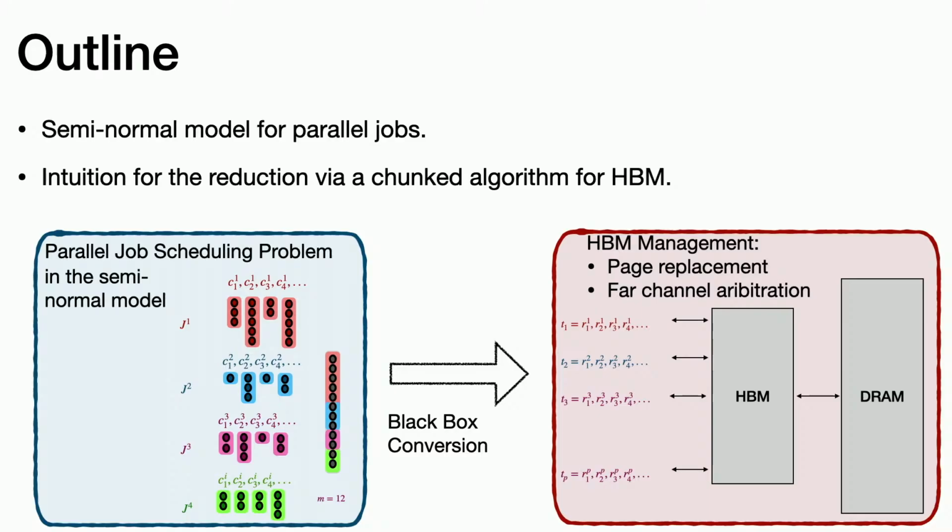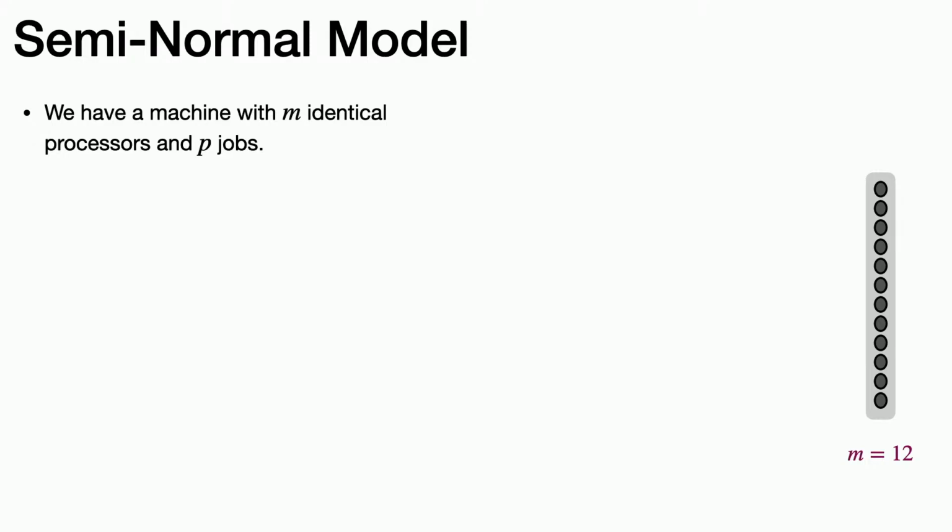So now I think I've said like 90% of what I wanted to say. So now I'm just going to do some technical stuff. So feel free to ask me questions anytime, and I'll just give a high level sort of intuition of what this model is and why it works for HBMs. So what is this semi-normal model? It's a parallel job scheduling model. So now I need you to forget everything about pages and memory and all that stuff, like a totally blank slate for now, right?